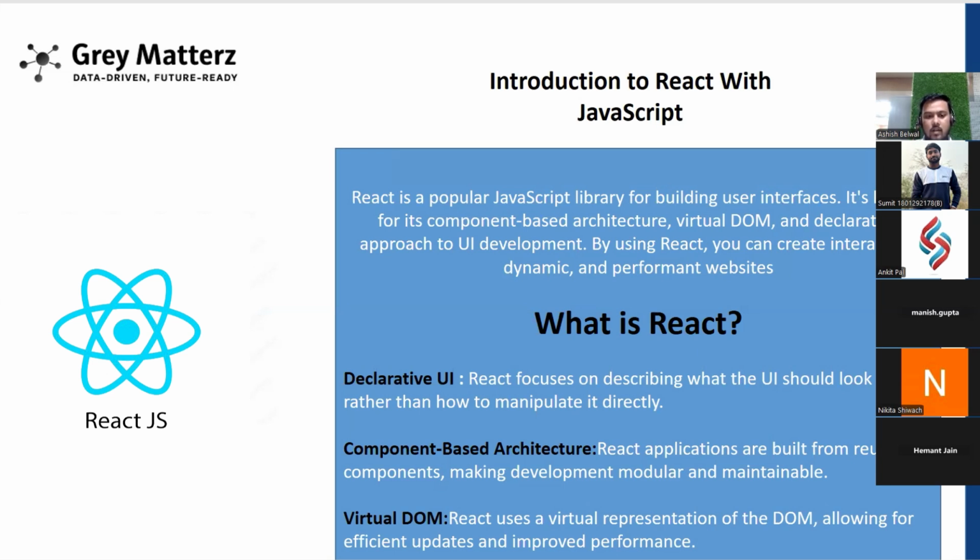Virtual DOM is a copy of the DOM. When we change some component in React.js, it re-renders the particular component, not the whole website. Virtual DOM uses the diffing algorithm for re-rendering the particular component. The whole process is called reconciliation in React.js.